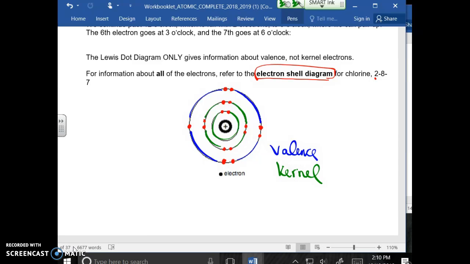But remember, if I only want to see the valence electrons, because those are the only ones that directly participate in chemical reactions, I'm going to draw an electron dot diagram. 2,8,7, I have 7 valence electrons. It's going to be the same pattern as the outer shell, the blue shell. 1, 2, 3, 4, 5, 6, 7. And that is the topic, dot diagrams, electron dot diagrams, Lewis dot diagrams, Lewis electron dot diagrams, all synonymous.